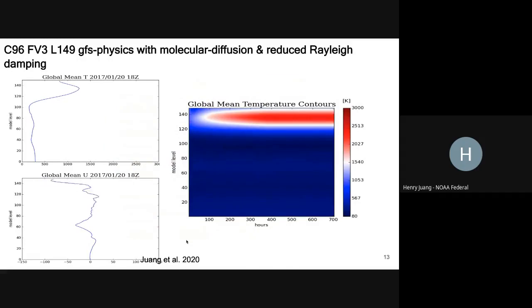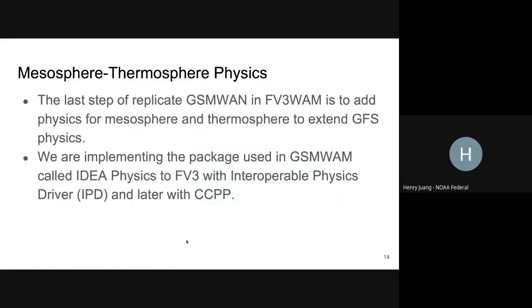Right now, we run in the C96 FV3, and this shows you the vertical profile of the wind. Wind is very strong right now, it's moving, and temperature is gradually changing and becoming a little bit stable. But we still try to see more and tune it. So the next step is to put the model physics in, and we put the same package as in the GSM WAM. It's called ideal physics into the FV3.